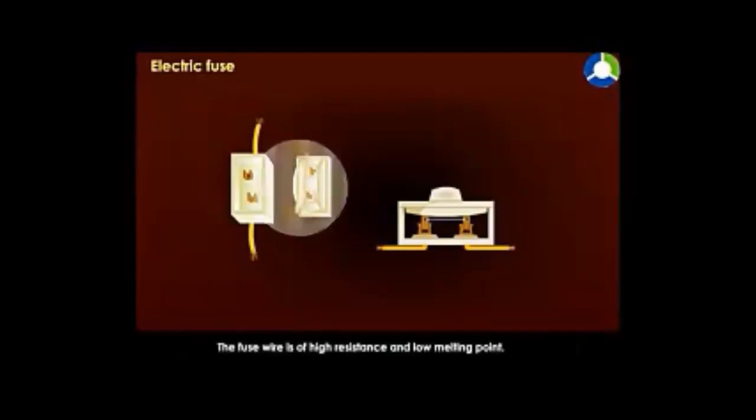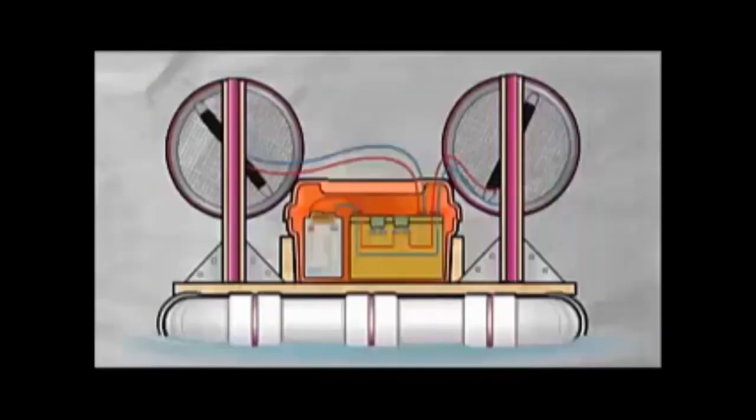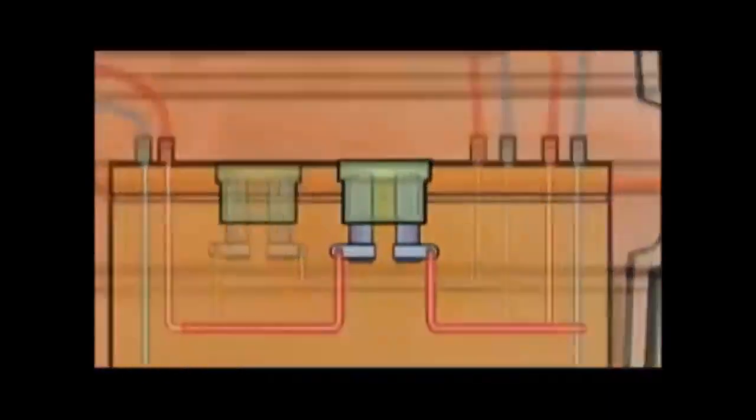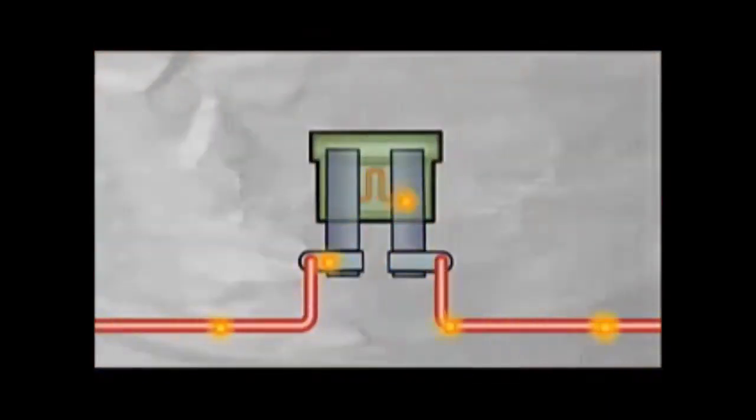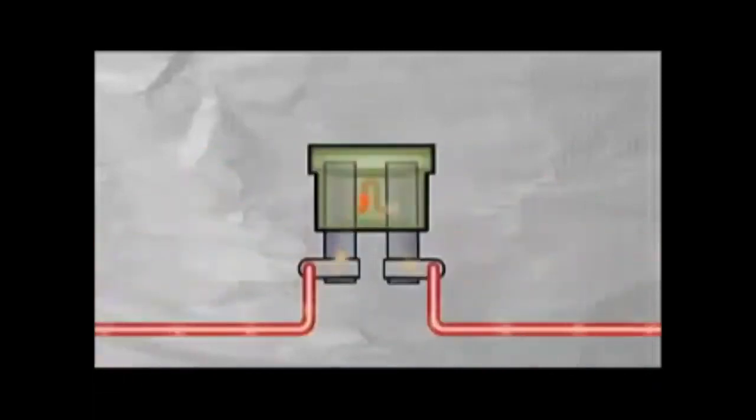The fuse wire is of high resistance and low melting point. A fuse is a thin metal wire that protects a device from too much current. Here's how it works. When electrons flow through a circuit, they create heat in the metal wires. The thinner the wire, the harder it is for the electrons to move, so more heat is generated.